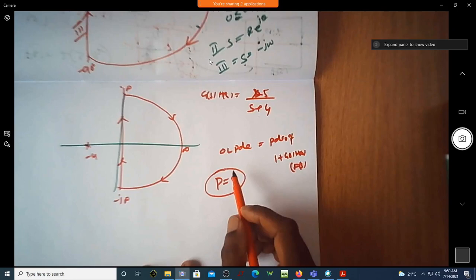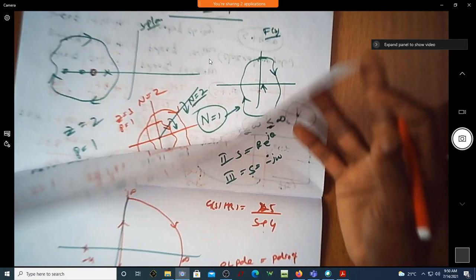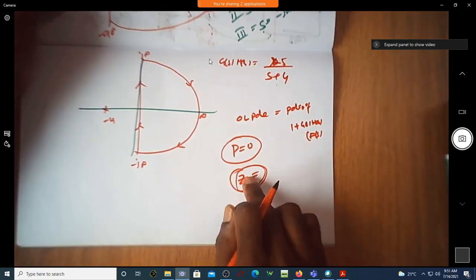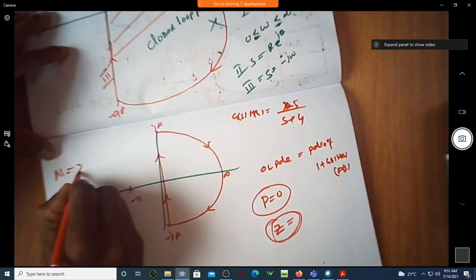Yes, sir. Okay, now we will not get the value of Z. What was this Z here? It was the number of zeros of F(s) enclosed by the contour, because this is an open loop transfer function. I don't have 1 plus G(s)H(s). Correct? Since I'm having G(s)H(s), I cannot find this Z value now. Now, in this expression, you know that N is equal to Z minus P. Shall we write Z is equal to N plus P?